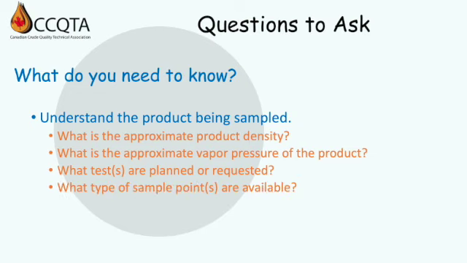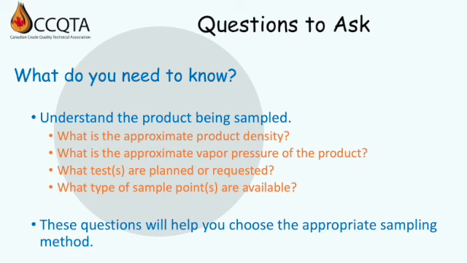Lastly, what type of sample point is available? If only a sample tap is available, then that limits the number of sampling methods that could be employed. These questions will help you choose the appropriate sampling method. If you don't know any of these, err on the side of caution and assume the vapor pressure is high and use the appropriate method.